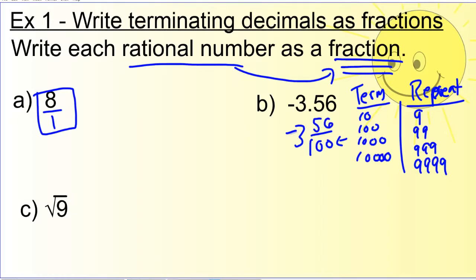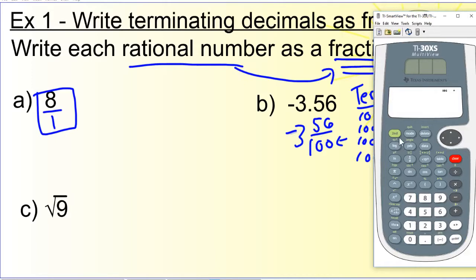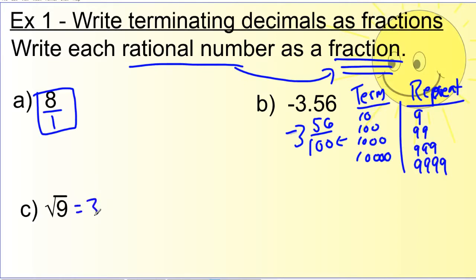All right, letter C. Square root of 9. Well, I'd like to know what that is as a decimal first. If I can write it as a decimal, then I can change it into a fraction. So if I take on my calculator here, square root of 9, so that's second x squared, to get that square root symbol, the one right above the x squared, 9 equals, oh, that's just 3. Okay, so if that's the number 3, to write that as a fraction, like we did up here, we just put it over 1, and we're done. Easy.